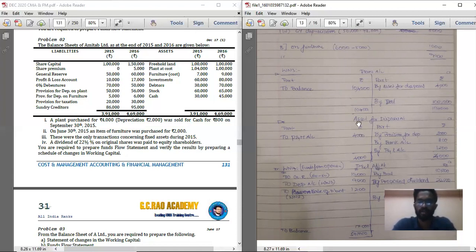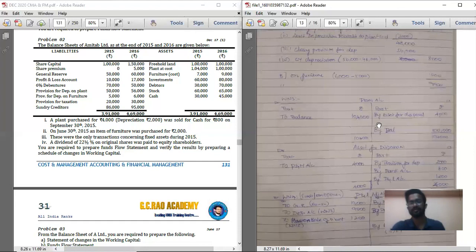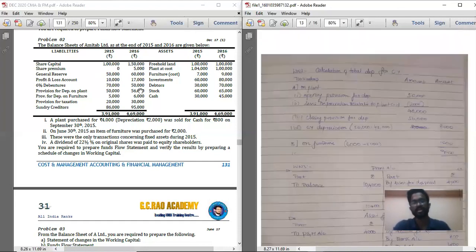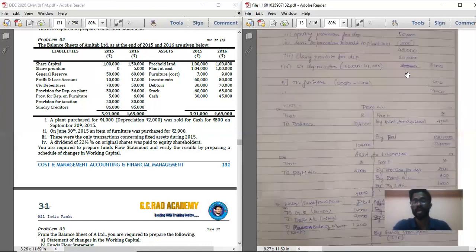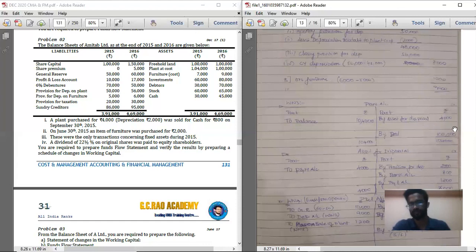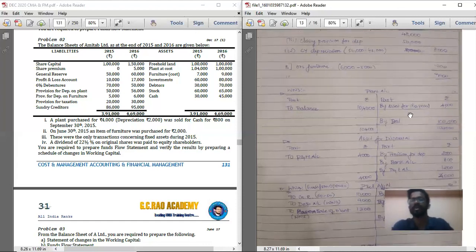When you are crediting the asset for disposal account, you will get the total value of profit or loss made by selling the asset. So here the depreciation has been removed from the provision for depreciation account, and the cost has been removed from the plant account, that is by asset for disposal. So plant account by asset for disposal, cost we have removed 4,000. So below that, working note number 4.